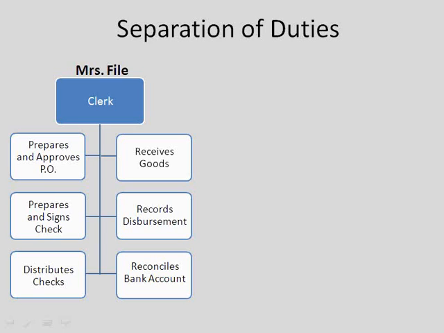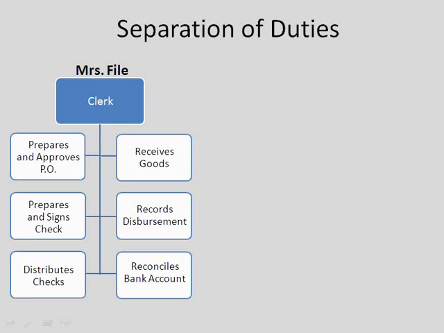As Elizabeth mentioned earlier, many times we see all or most of the tasks related to a process assigned to just one individual. It is important to take the time to evaluate how each process should be separated or what compensating controls can be added. Let's walk through an example where our clerk, Mrs. File, has been given too many incompatible duties and see what we can do to fix it.